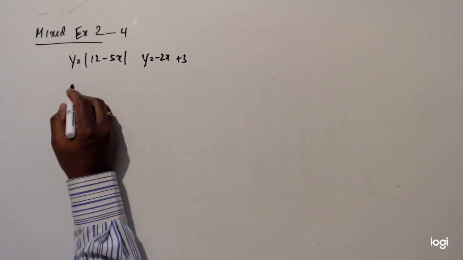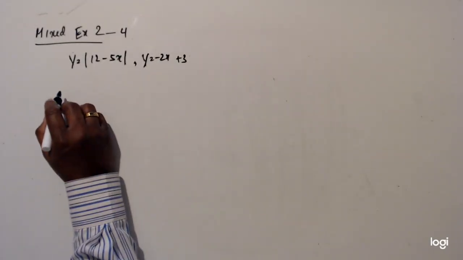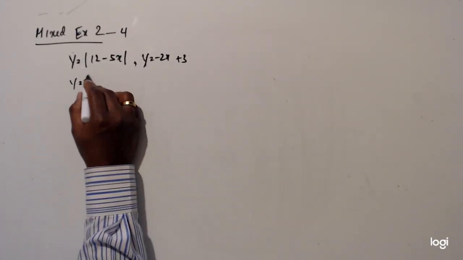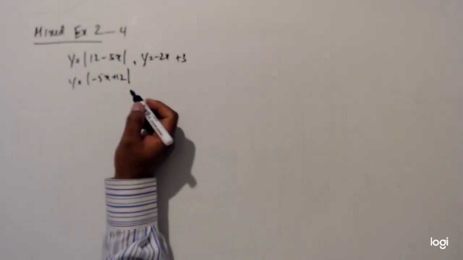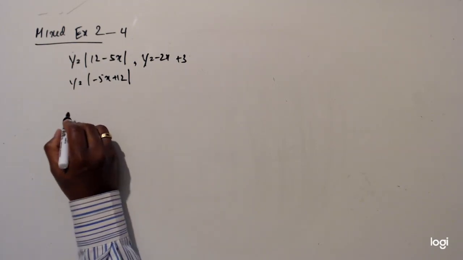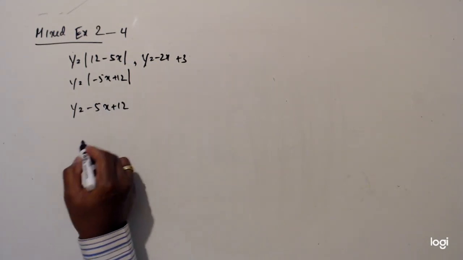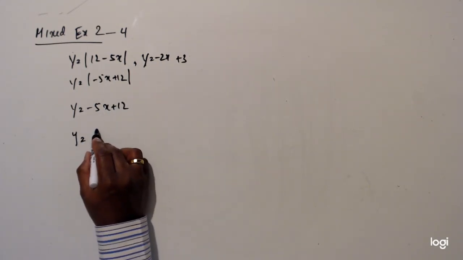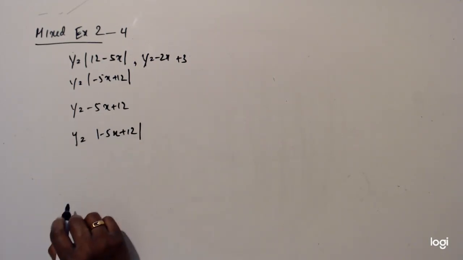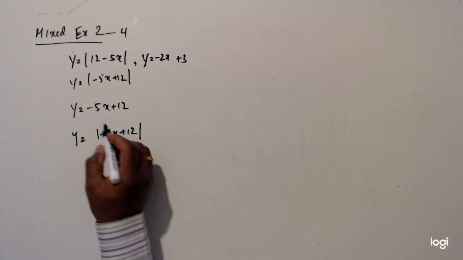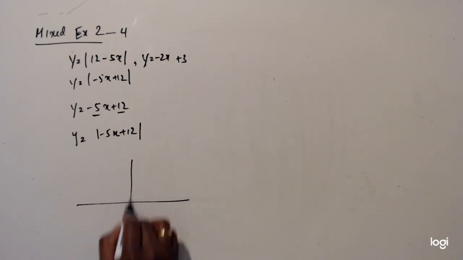Question number 4, we have to sketch those two graphs in the same sketch, same axis. So y equal, I can write like this as well, minus 5x plus 12. So first of all, we can draw minus 5x plus 12. Then we can put the mod value of this one. This graph has a negative gradient and positive y-intercept.